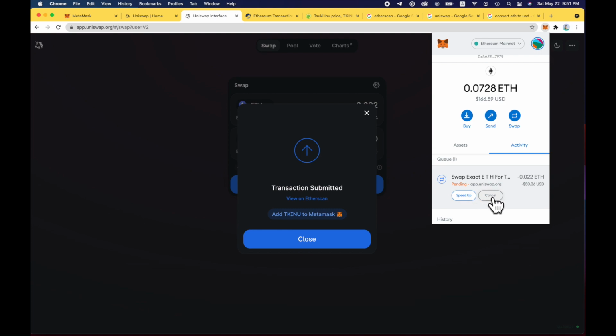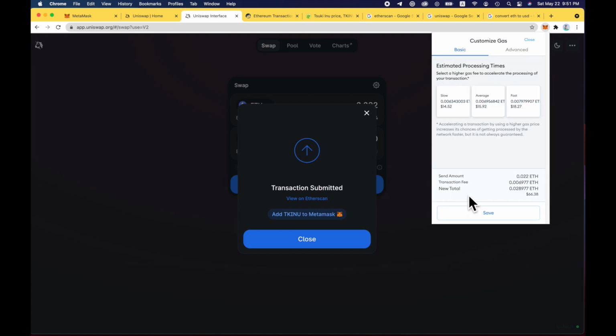So let's try to speed it up. So here we have, it's basically bribery. You're telling the miners, okay, push this through for me, and you can choose the speed, and you're going to have to pay more. So if it's slow, you're going to pay $14.52. If it's average, you're going to pay $15.92. If it's fast, you're going to pay $18.27. And so pick one of these 3 and press save.